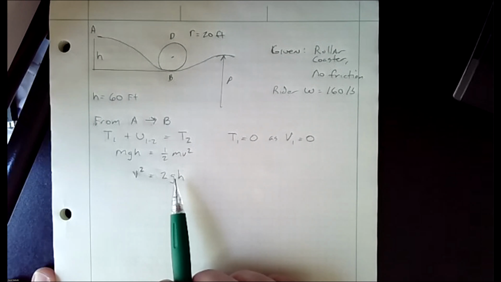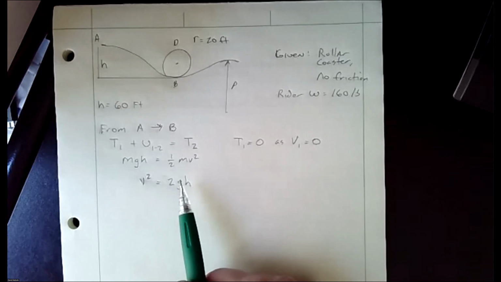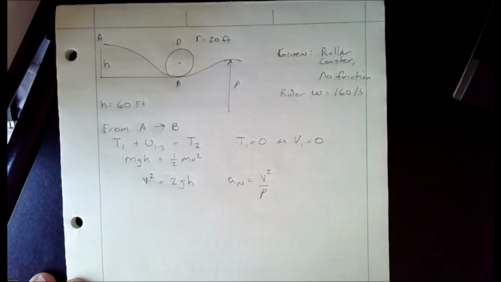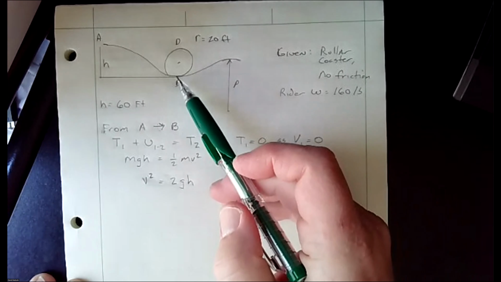I'm going to leave it like this because we know also that if we want to find the normal acceleration, that's going to equal v squared over rho, isn't it? Now, remember the objective at B is to find what the normal force is.